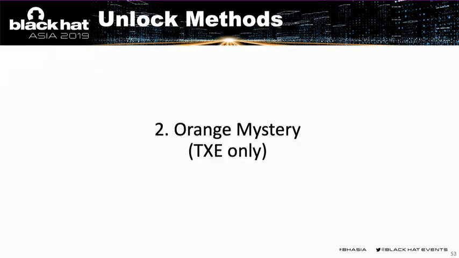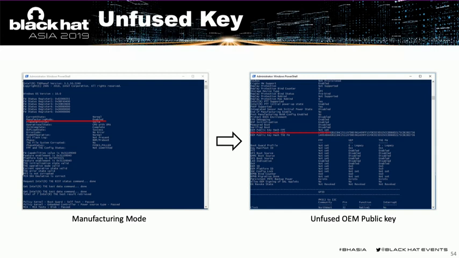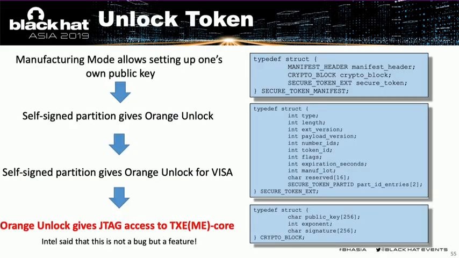So we found also interesting behavior on the TXE platform. We have already discussed the problem with the manufacturing mode. This is another one. If you have a platform working in manufacturing mode, this means with a high probability that your vendor's public key isn't set. It means you can generate a public key, signature and a special unlock partition. After that, you can get orange unlock for the TXE core or ME core.